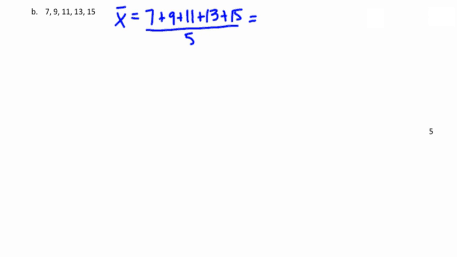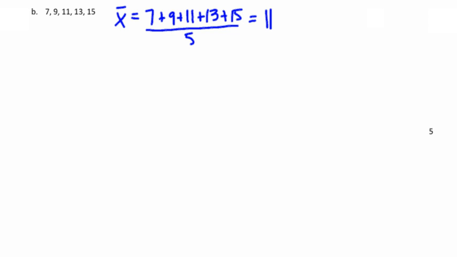Next example, B. We have data numbers 7, 9, 11, 13, and 15. So our first step again, calculate the mean. Add up all of your data and divide by the number of terms. So our mean is 7 plus 9 plus 11 plus 13 plus 15 divided by 5 terms. Gives us 11.